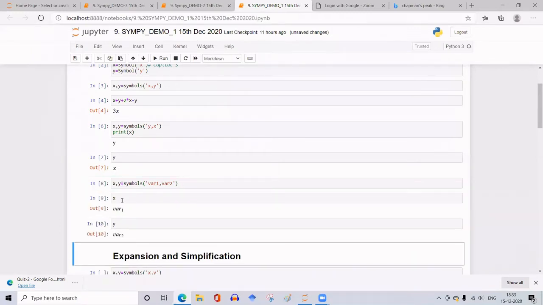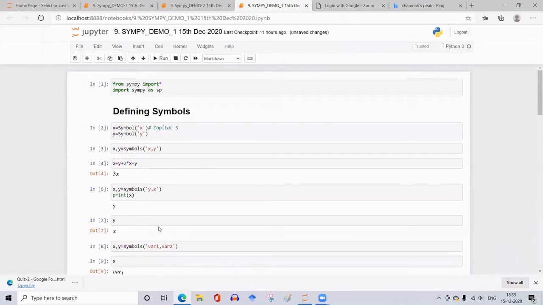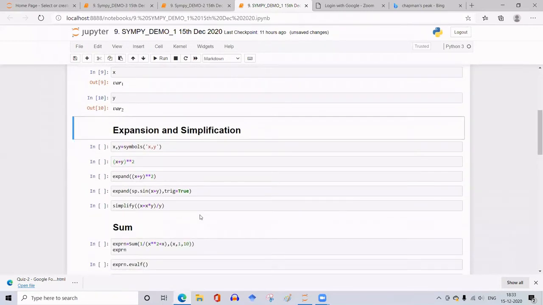Okay. So for X I got var1, for Y I got var2. So this is how we define the symbols before using the functions of the SymPy module. Next, given any expression, how can we expand it and simplify it? Again, I'm taking X and Y as variables and defining them as symbols in SymPy. Then I've taken an expression, X plus Y whole square.